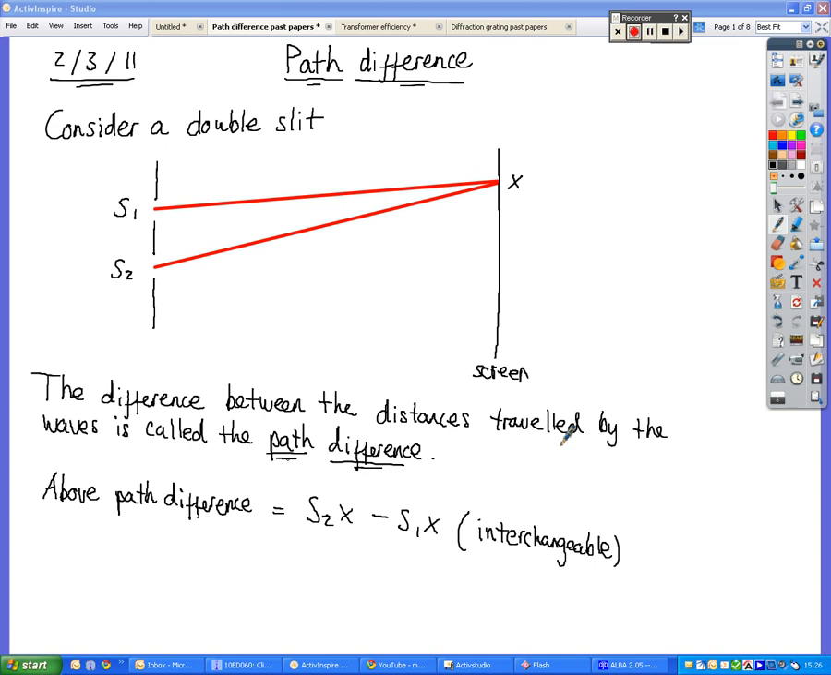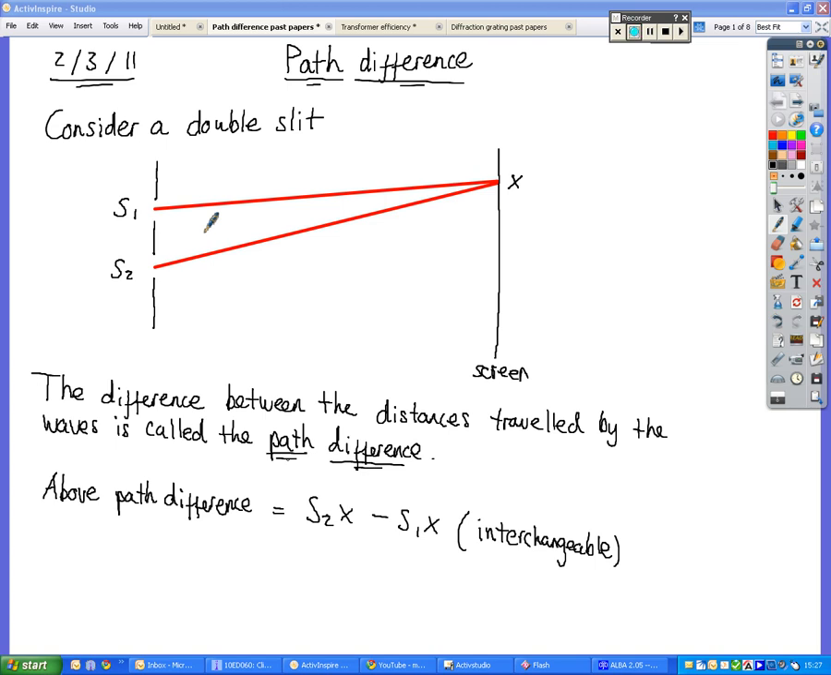Path difference is what causes interference. So path difference is really the difference in distances travelled by these two different waves. S2 travels further; we measured that and saw that S2 was travelling a further distance than S1 was. So it's that difference in distance that creates the interference, because the waves become either in phase or out of phase with each other, dependent upon how the waves are moving.